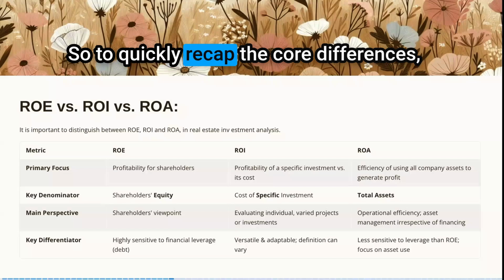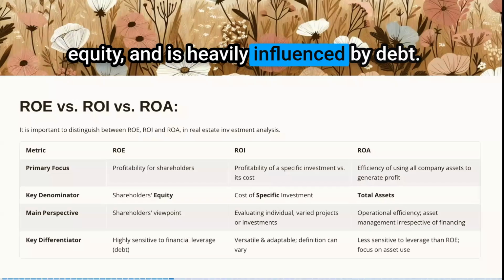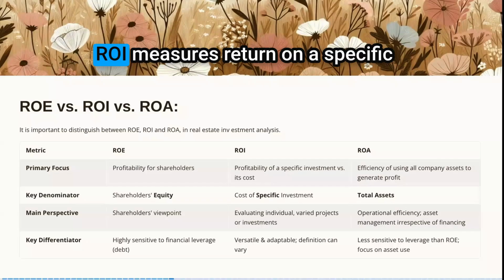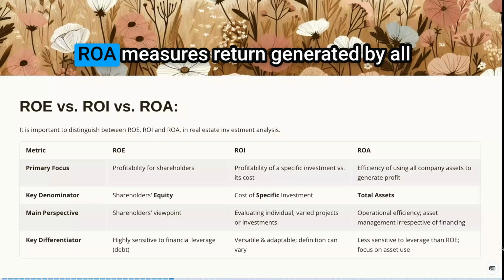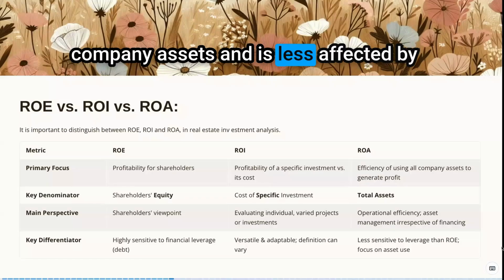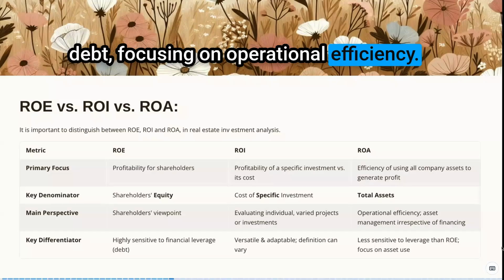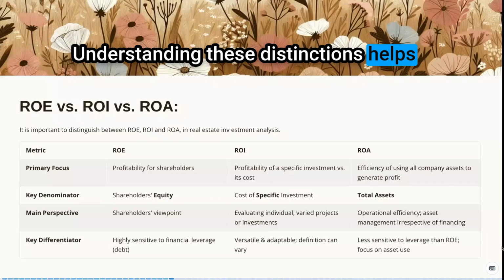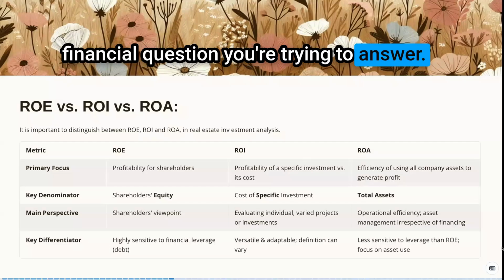So, to quickly recap the core differences, return on equity measures return to owner's equity and is heavily influenced by debt. ROI measures return on a specific investment's cost and is highly adaptable. ROA measures return generated by all company assets and is less affected by debt, focusing on operational efficiency. Understanding these distinctions helps you choose the right metric for the specific financial question you're trying to answer.